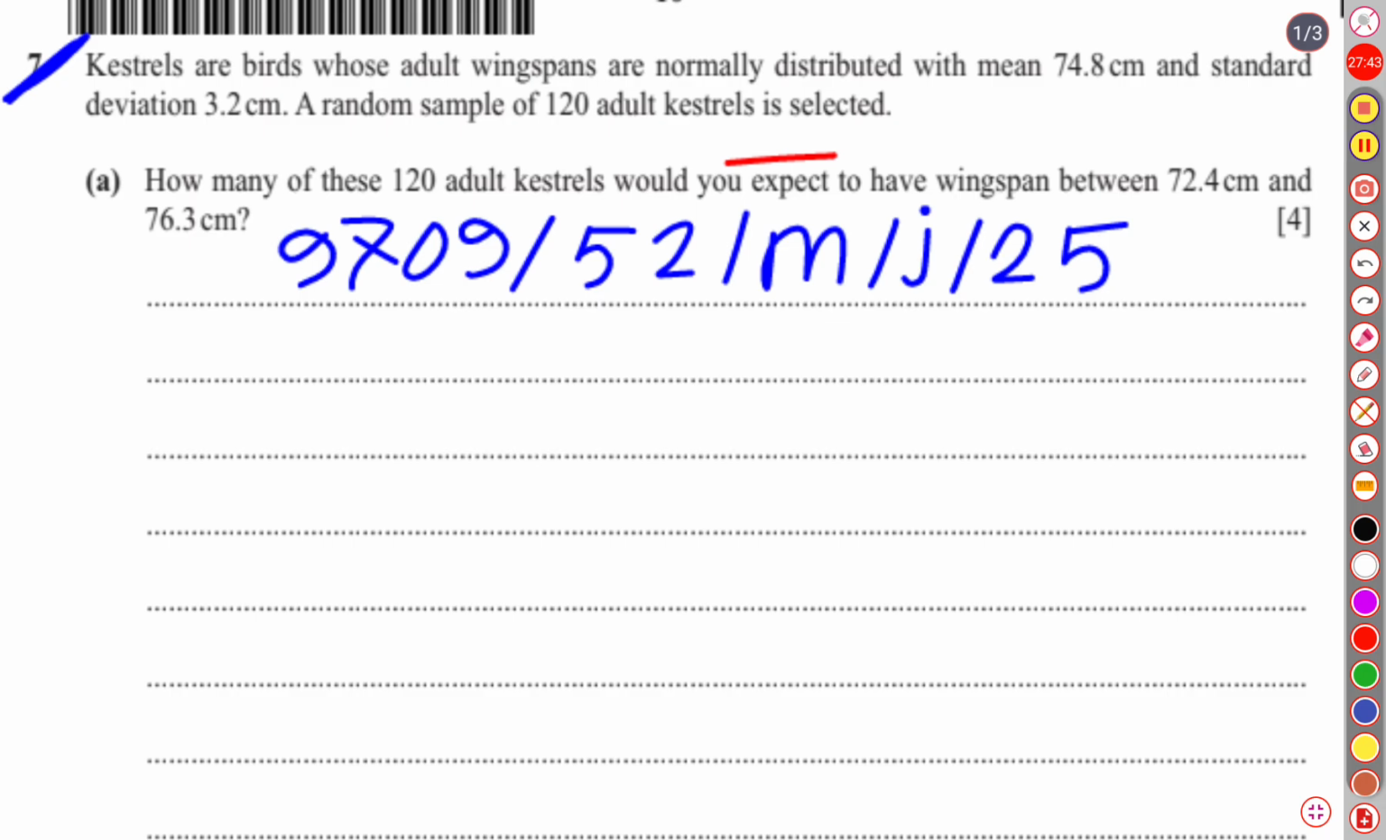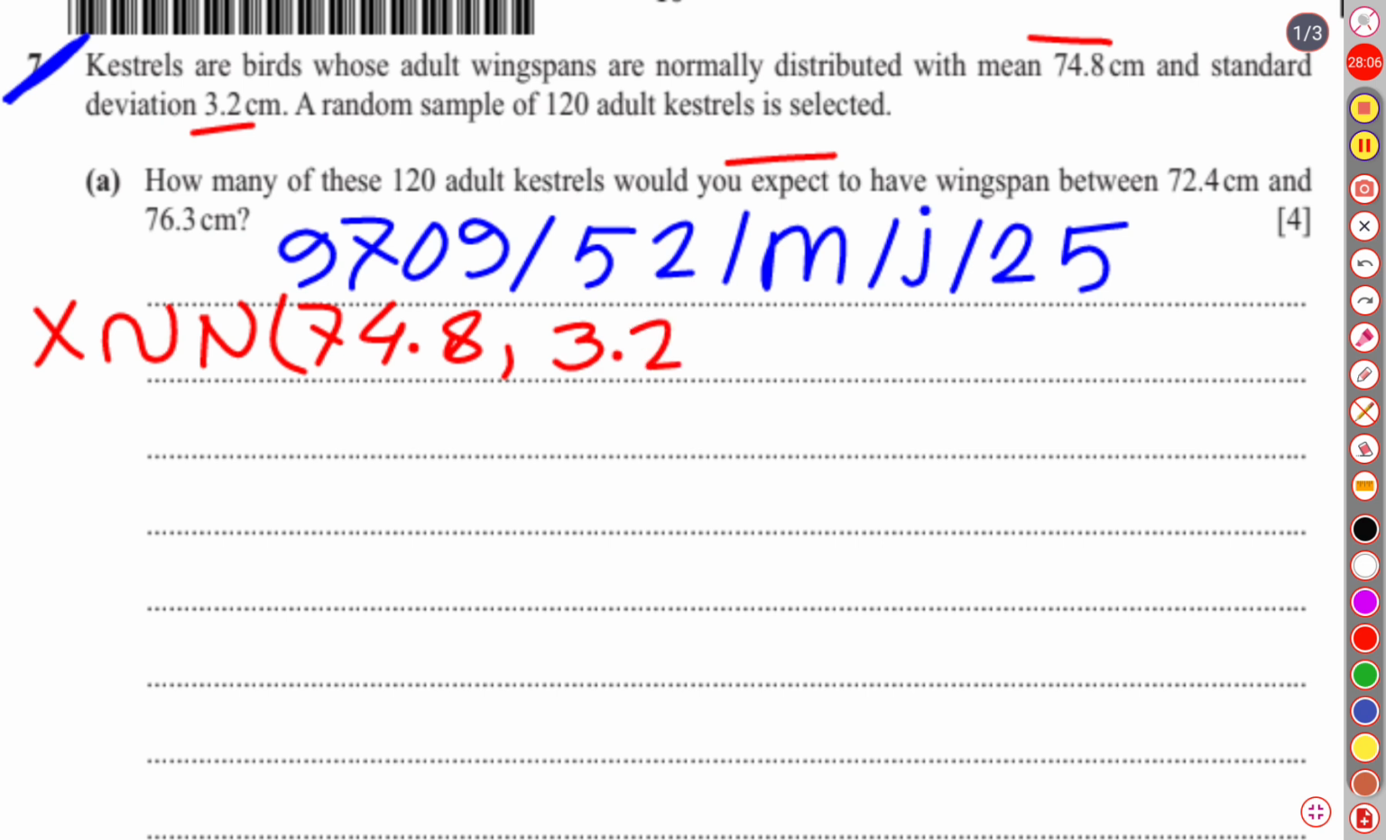First of all, we'll have to find the probability. Before we write the probability, we'll have to write the parameters. So X belongs to normal distribution and the parameters are mean 74.8, and variance is the square of standard deviation, that is 3.2 squared. So this is our parameter. Now we will have to find the probability of the birds from 72.4 until 76.3.